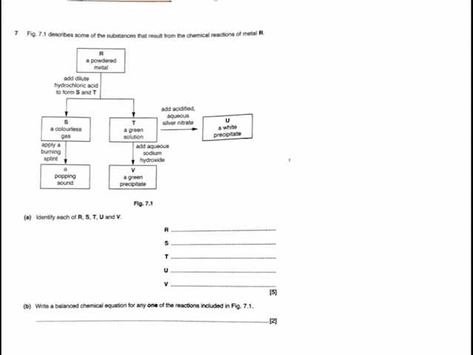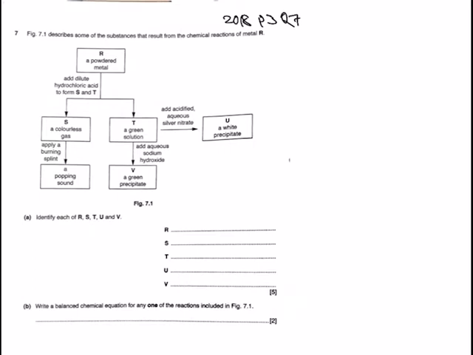This time we'll be coming from the 2018 Combined Science Chemistry Paper 3, question 7. Figure 7.1 describes some of the substances that result from the chemical reactions of metal R. This is a very common flowchart question that you see in most O-level papers. It is a question that you need to pay a lot more attention to, because every step along the way gives you clues that lead to the next answer.